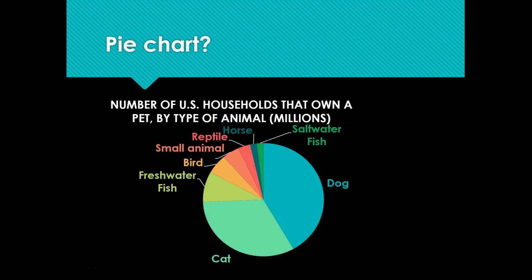So here's the pie chart. The number of U.S. households that own a pet by type of animal in millions. There's a few problems with pie charts in general, and this pie chart in particular. First of all, pie charts are designed to show a part-to-whole relationship. And in this data, there's an overlap. Some dog owners also own cats, for example. So a pie chart would be an odd one to really present this data with.